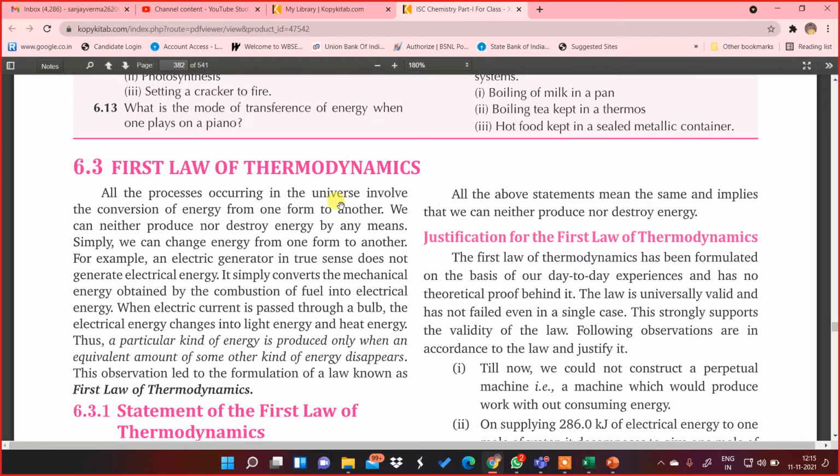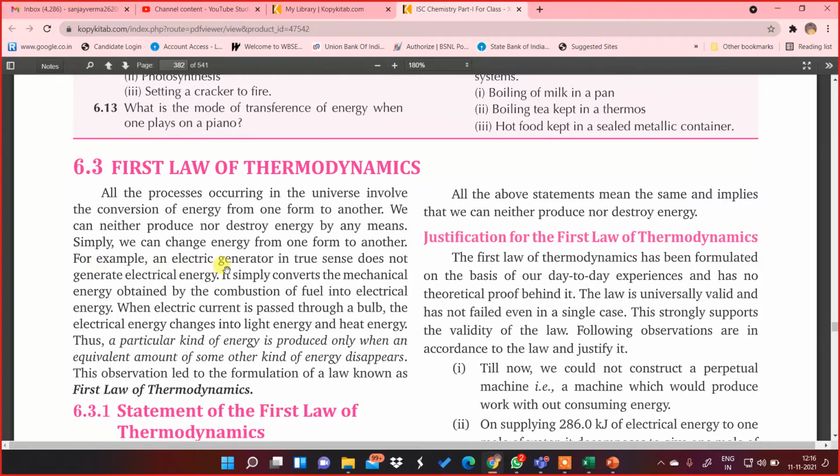Now we come to the next part of the chapter, which is called the first law of thermodynamics. Before we understand the first law of thermodynamics, please remember this. All processes occurring in the universe involve the conversion of energy from one form to another. We can neither produce nor destroy energy by any means. Simply, we can change energy from one form to another. This is the main concept, the basis of the first law of thermodynamics.